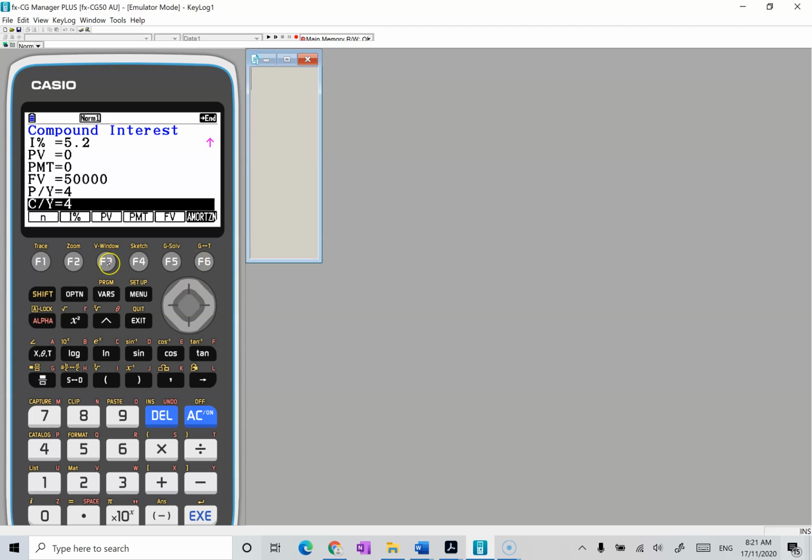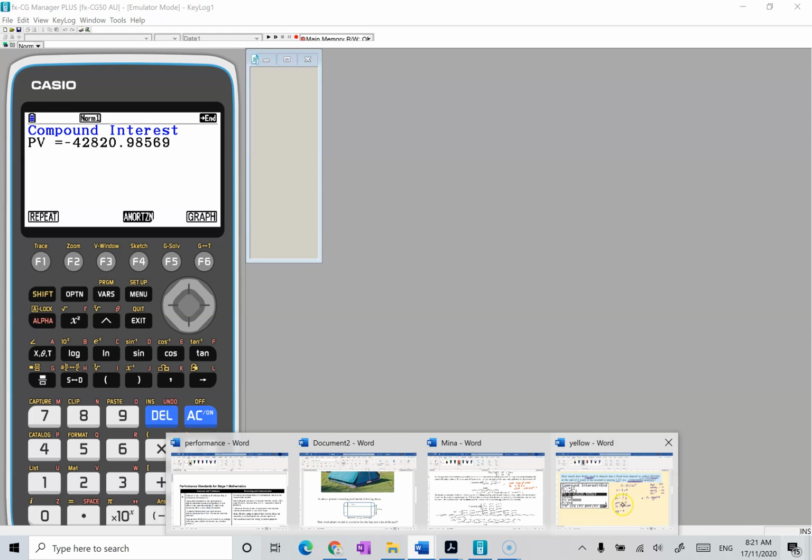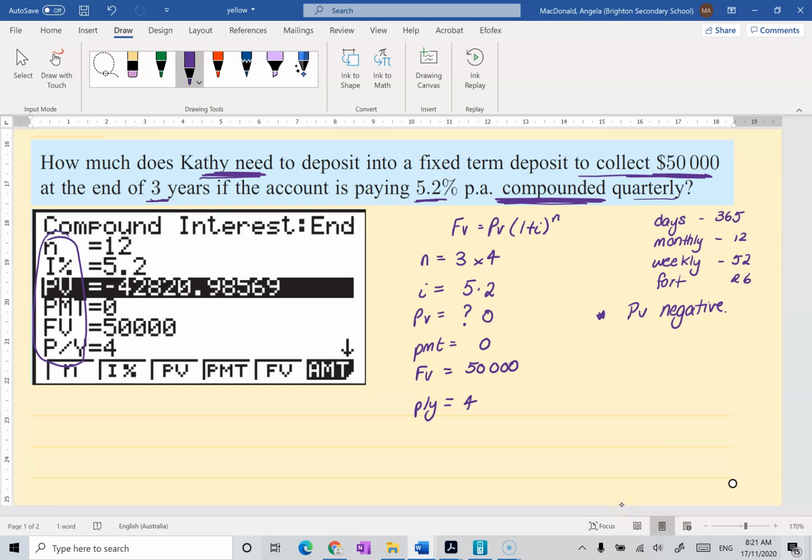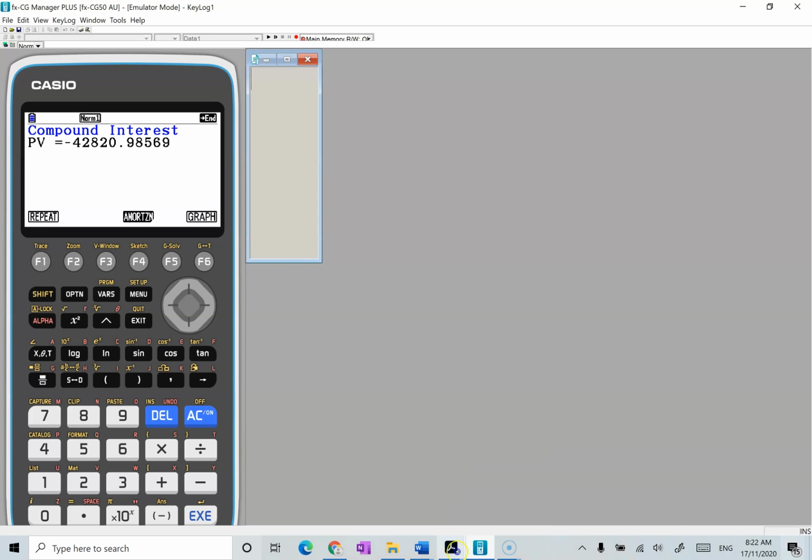And what are we trying to find? We're trying to find our PV. So it's 42,820. Notice it comes up with a negative. That's fine, just ignore that. So you will then say present value is 42,820.